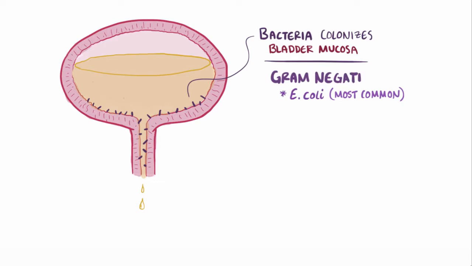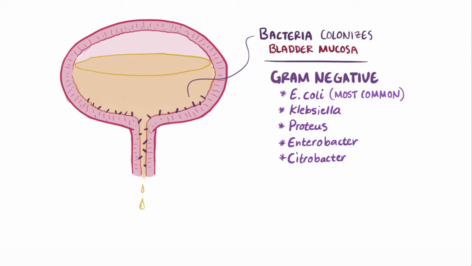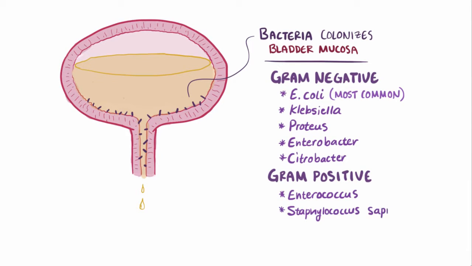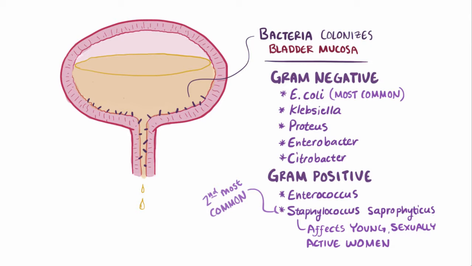Also though, other gram-negative bacteria that can infect the bladder include Klebsiella, Proteus, Enterobacter, and Citrobacter species. On the other hand, gram-positive bacteria can also cause problems, like Enterococcus species and Staphylococcus saprophyticus, which is actually the second most common cause overall after E. coli, and particularly affects young, sexually active women.